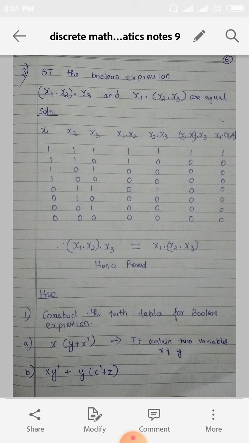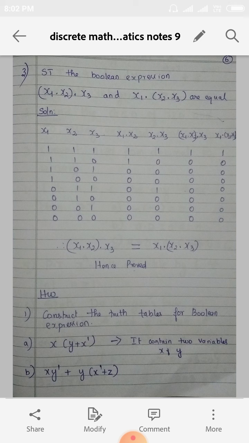Third one, x y dash plus y into x dash plus z. There are 3 variables. Variables can be given different names. Sometimes it is asked with x1, x2, x3 and sometimes it is represented as x, y, z. So here the 3 variables are represented as x, y and z. For 3 variables x, y, z, how many possibilities? 8 possibilities. So write the 8 possibilities and form the truth table.